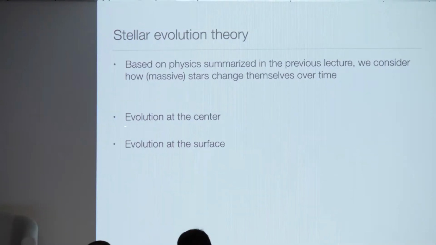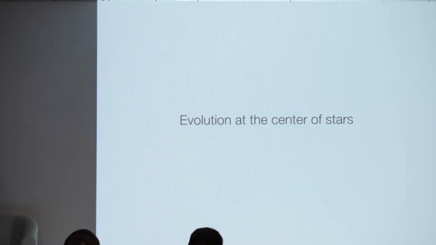We focus on the evolution at the center, and we think separately about the evolution at the surface. At first, we discuss how the star will change at the center, and then we see how the star will change at the surface. So let's think about how the star will change itself at the center.